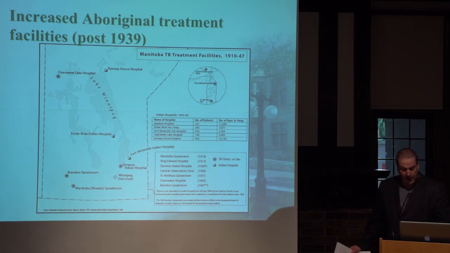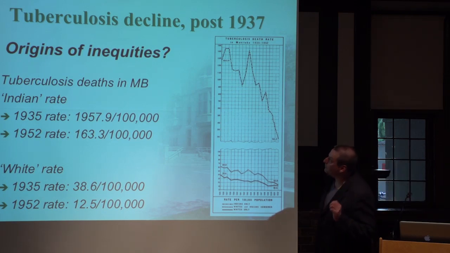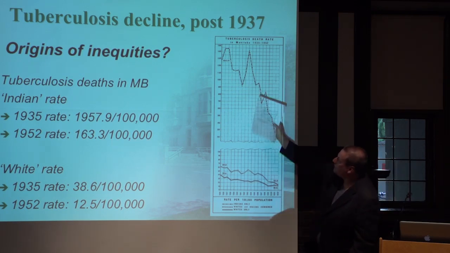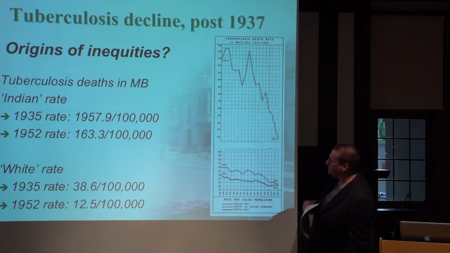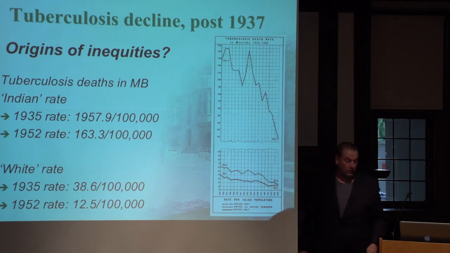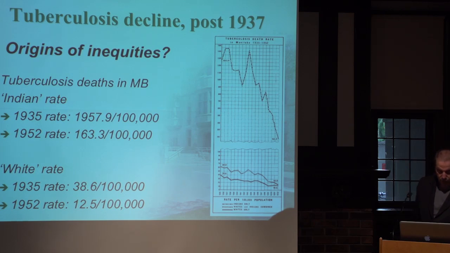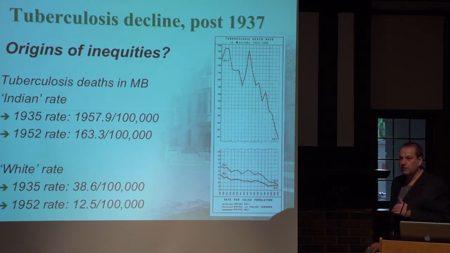Now, one of the things I want to do is compare that to the non-Aboriginal rates. So this is Manitoba again. That's that original graph. We saw that really steep, that precipitous decline. And we see the white rate right here. So we're looking at the rate of tuberculosis mortality in Manitoba at that time. The white rate went from 38.6 in 1935 per 100,000 to 12.5. The Indian rate, what they would have called the Indian rate at the time, went from almost 2,000 down to 163. So there's still a substantial gap there.